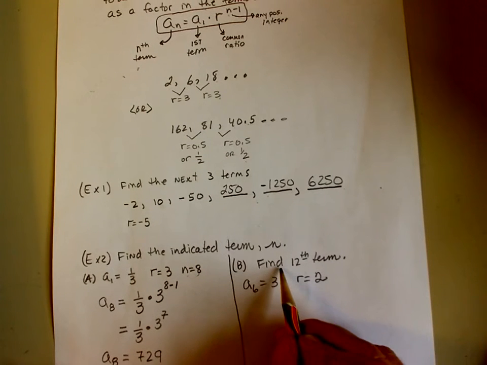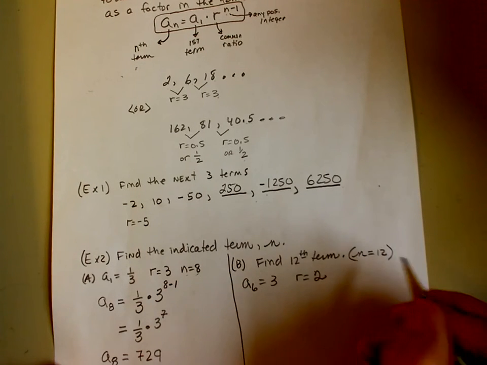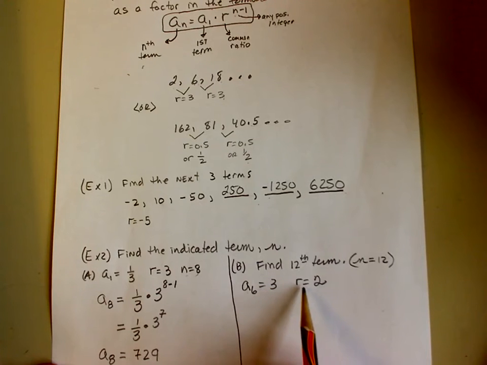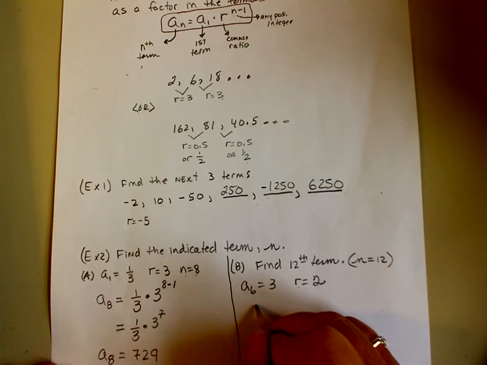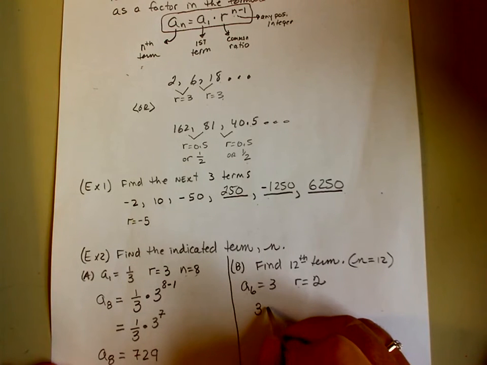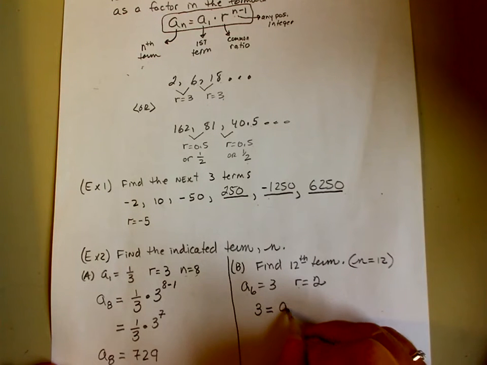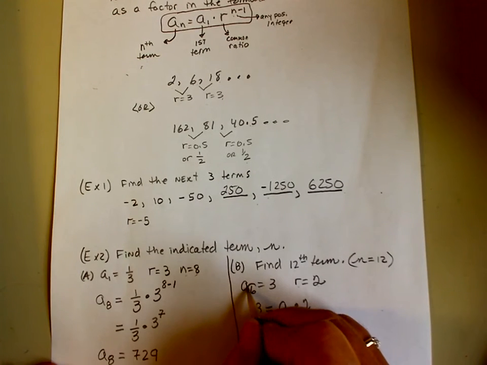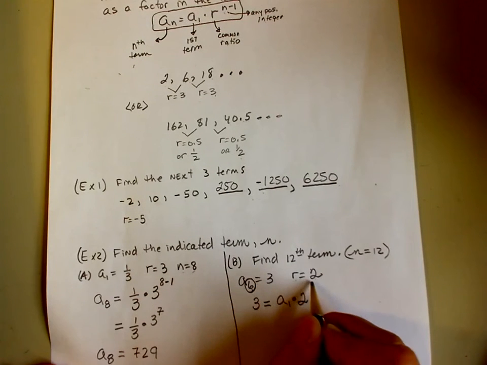Second example, I'd like to find the 12th term. So that means n equals 12. Before I do that, I first need to solve for the first term of a sequence that has the 6th term as 3, with a common ratio of 2. So a sub n is 3. The first term I don't know. The constant ratio is 2.